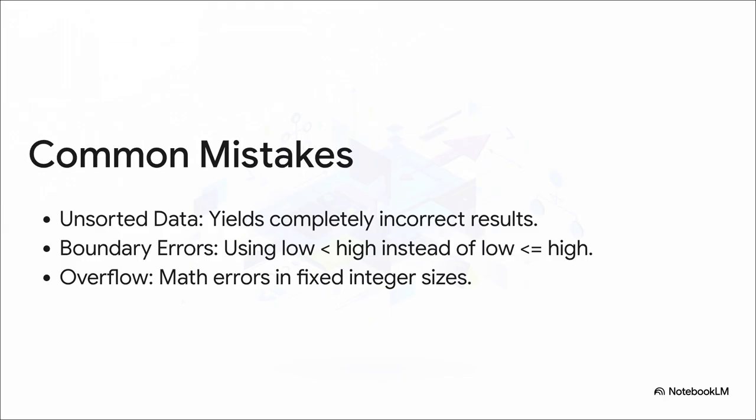Finally, overflow. In some languages, if you calculate the middle by simply adding low and high together, and the dataset is astronomically massive, that combined number might actually be too big for the computer's memory to handle, causing a math error. The pro tip to avoid that? Just use a slightly different math formula. Calculate the gap between high and low, divide that by 2, and add it to the low. It's a tiny detail, but understanding these traps will save you hours of beginner frustration.